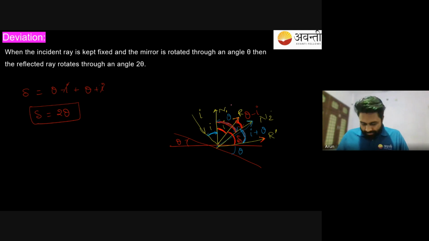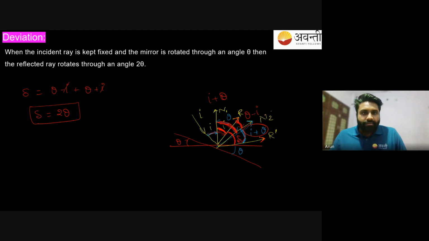I must tell you again, the angle with the new normal is I plus theta, because the normal is also rotated through an angle theta. According to the law of reflection, the incident ray will make I plus theta with the new normal, so the reflected ray will also make I plus theta. This complete angle is theta, and this small angle covering this part is I. So what is this angle? This will be theta minus I. So we have the calculation.